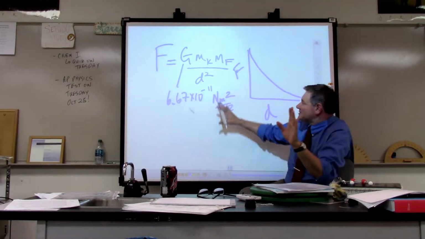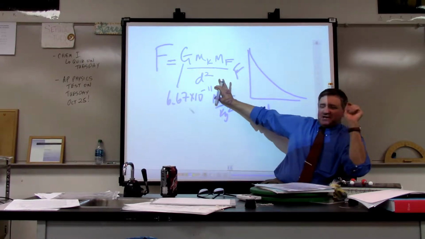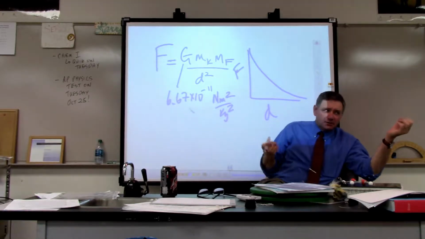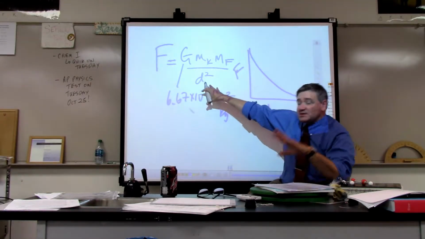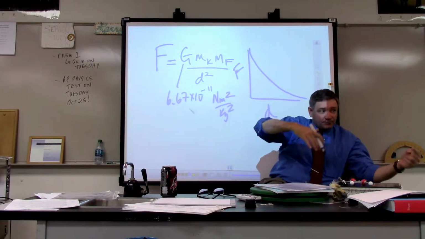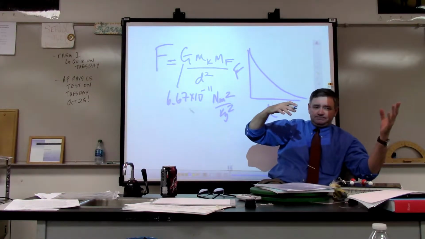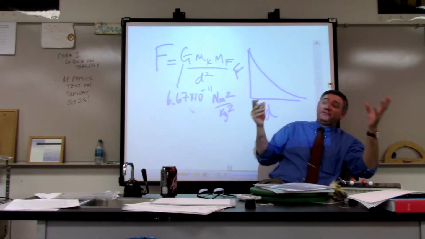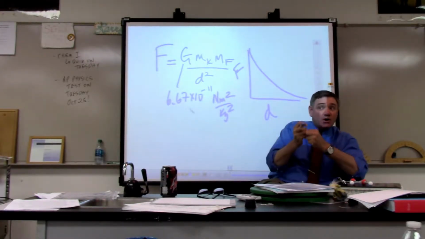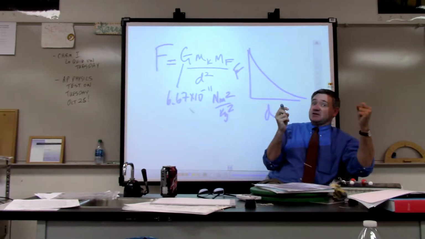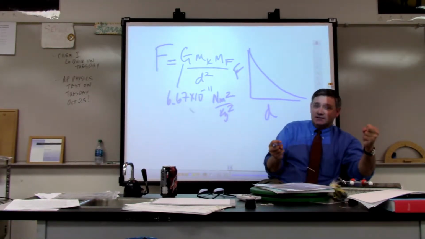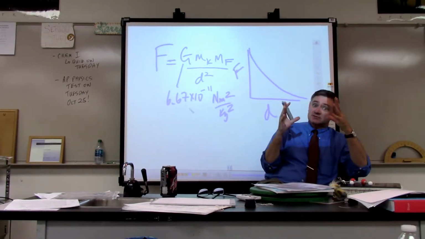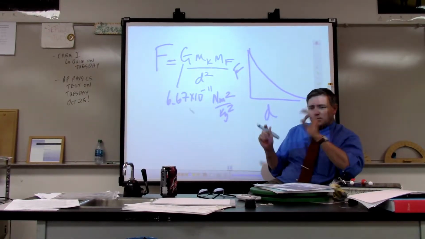Okay, so here's the main thing that you get out of this. As the distance increases, the gravitational force becomes smaller. If you double the distance, the force becomes 4 times smaller, 1/4 as much. If you reduce the distance by 1/3, the gravitational force increases by a factor of 9. So there's a squared relationship there.